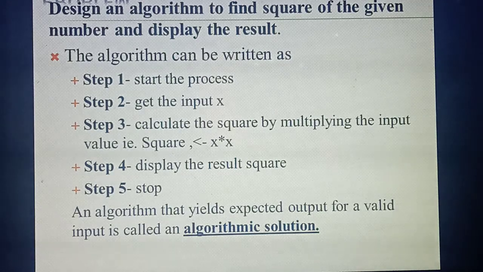An algorithm that yields the expected output for a valid input. That means you are giving some valid input, so for that valid input you will get the expected output, what you are expecting. That is called what? Algorithmic solution. Sometimes they will ask for a 2 mark question, sometimes a 1 mark question. Understood?